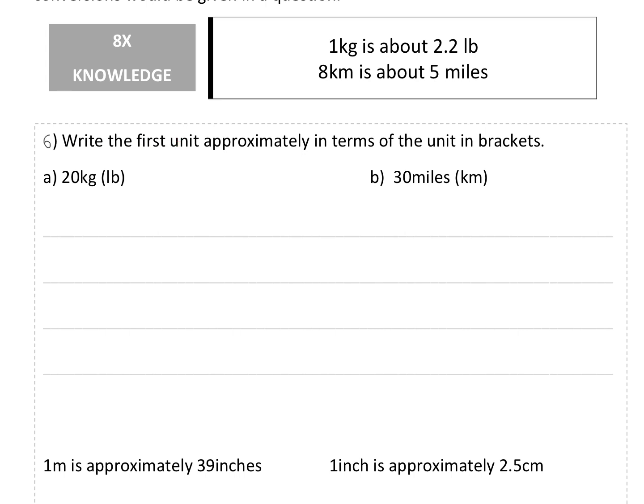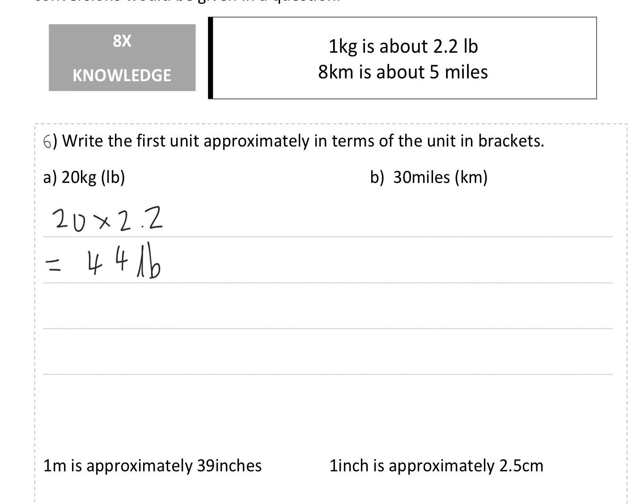We've got to write the first unit approximately in terms of the unit in brackets. So 20 kilograms, how many pounds is that? Well, there's 2.2 pounds in a kilogram. So 20 kilograms would be 20 times 2.2. And well, 20 times 2 is 40. 20 times 0.2 would be 4. So we'd end up with 44 pounds.